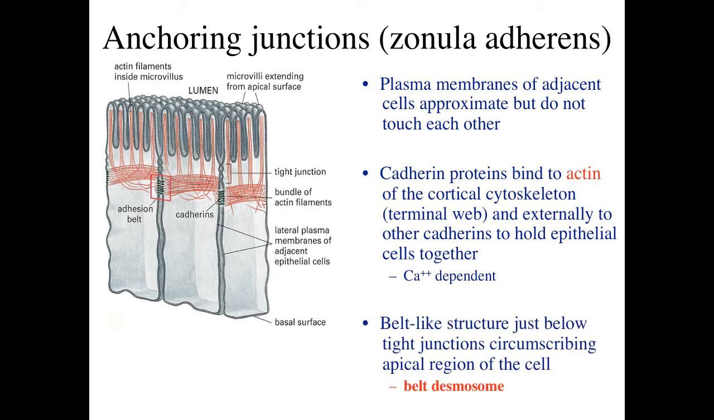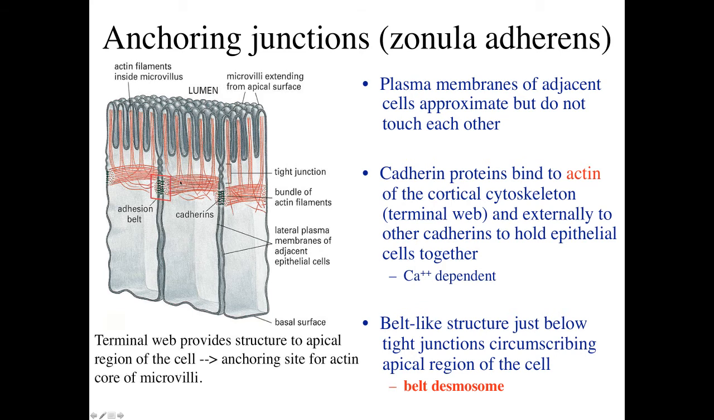As we said, they form a belt-like structure just below the tight junctions, so they circumscribe the apical region of the cell. These zonula adherens are also given the name belt desmosome. We've already alluded to this earlier. The terminal web provides a kind of structure to the apical region of cells. They allow anchoring sites for actin filaments that go up into the core of microvilli.